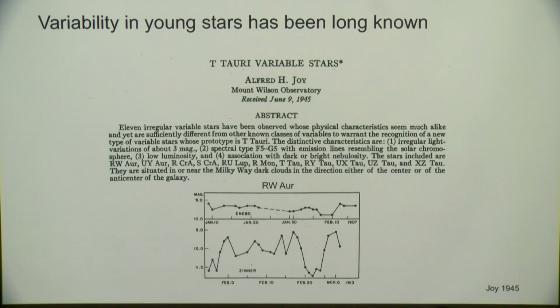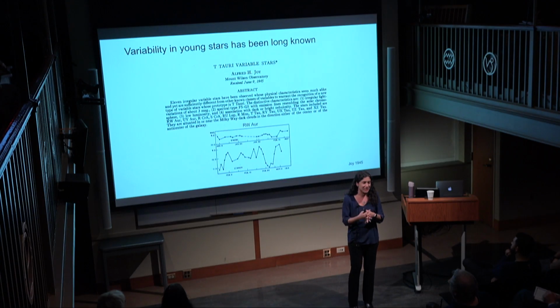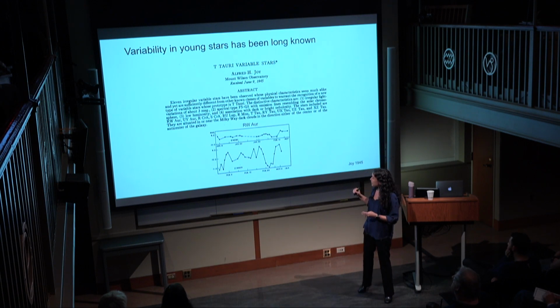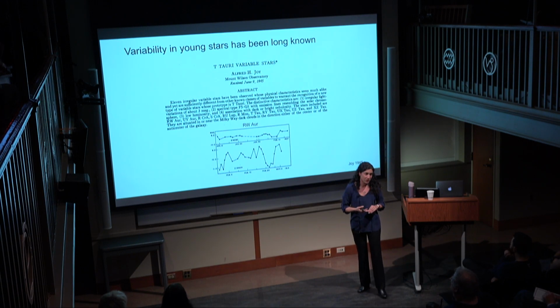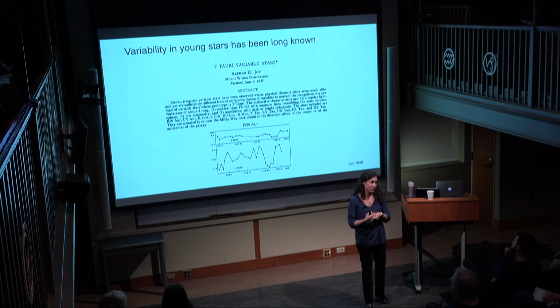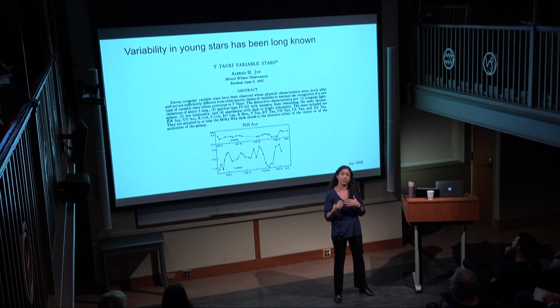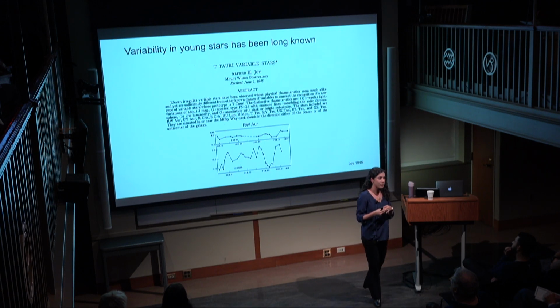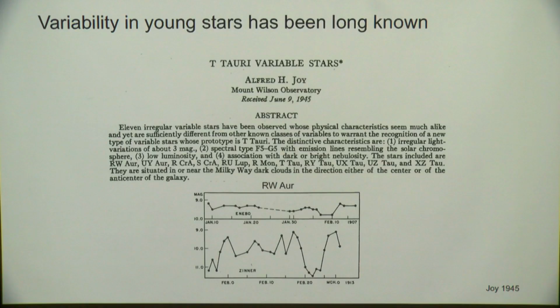So to start off, variability in these young disks is very well known. 1945 was the discovery of the first variable T-Tauri stars, and there's no way I can do justice to the amount of work that's been done in the field of variability in the past 70 years. So I'll be focusing mainly on the much more recent work. But yes, variability in these young stars is very well known, and it's now become a characteristic of these stars. T-Tauri stars are very variable.